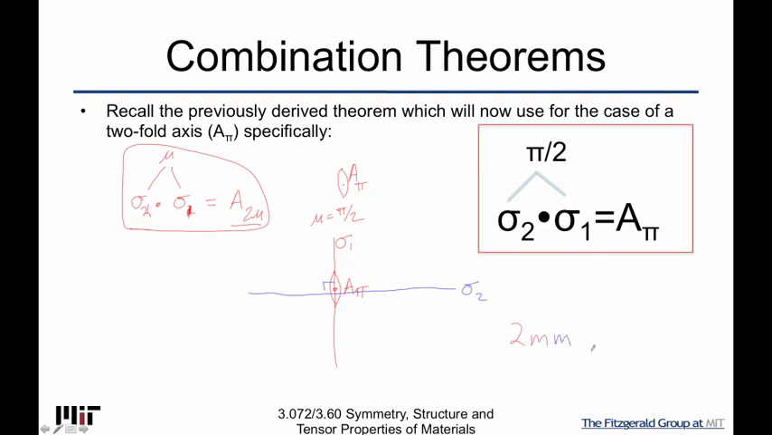And that goes to show you how we did the specific case before. Now with the generic case, you can see how we can use this. And now in the next lecture, let's go on and show how we're going to use this for the four-fold axis combined with a mirror plane, and what kind of point group that creates.